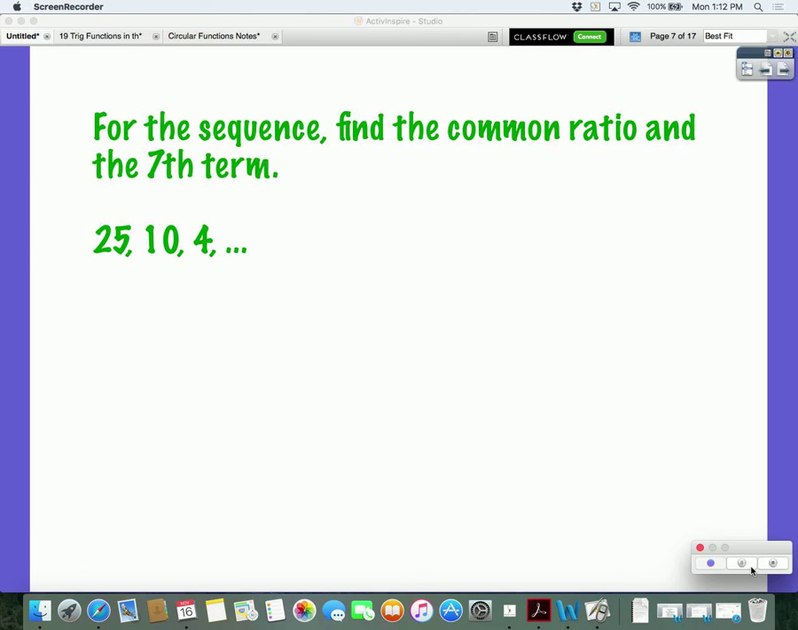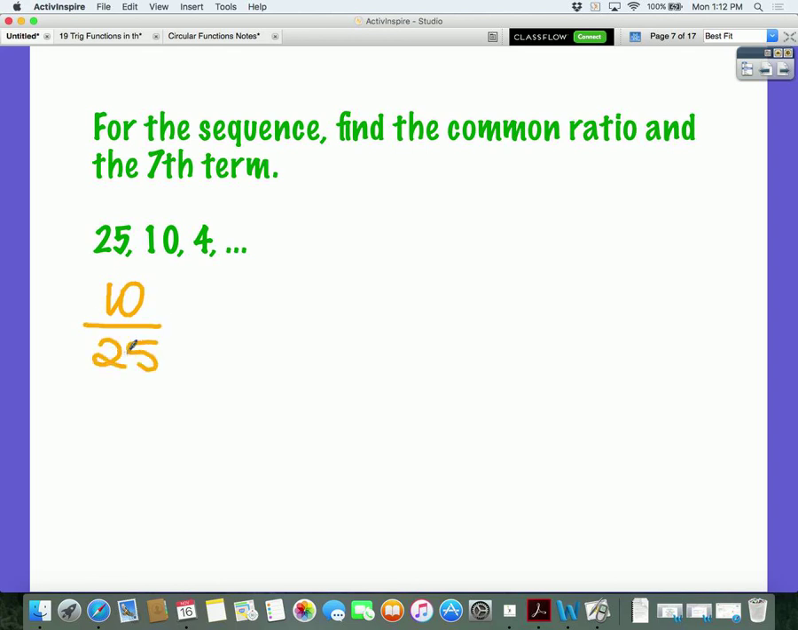And you can't tell right off the bat what the ratio is. You can always take the second term and divide it by the first term. Or you can take your third term and divide it by the second term. No matter what, the ratio will be the same. Okay? What is 10 over 25 reduced down to be? What does 4 over 10 reduce down to be? So you'll get it whether you do the third with the second or the second with the first.